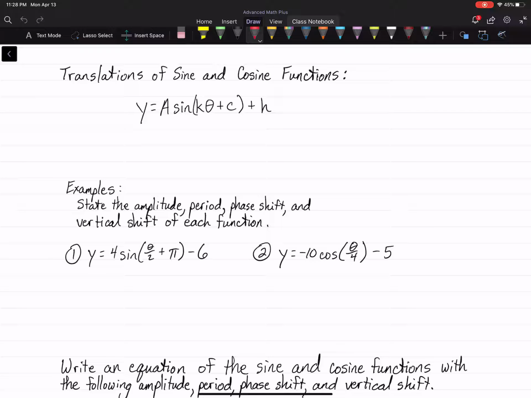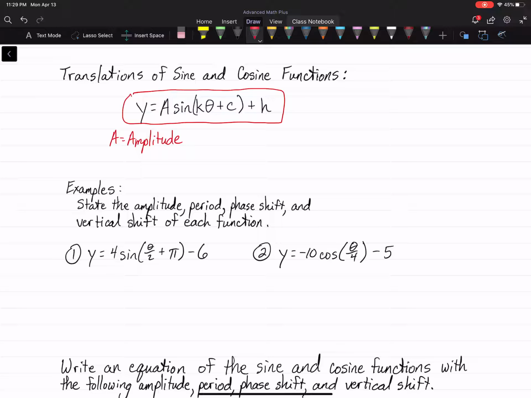I'm going to do a few problems to help you figure out the translations of sine and cosine functions. Here's the complicated equation, including the translations, as we've discussed in previous videos. A is your amplitude. That is how high or how low the wave goes, when you graph the sine or cosine, up or down from the midline.